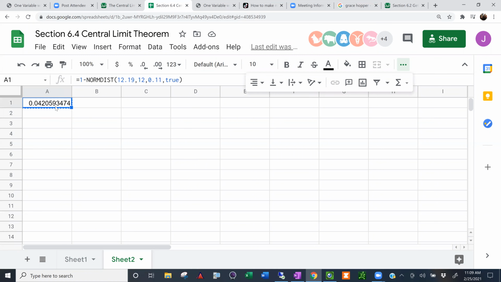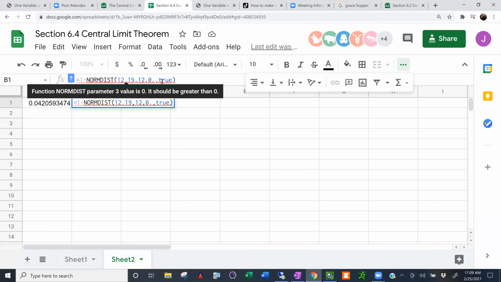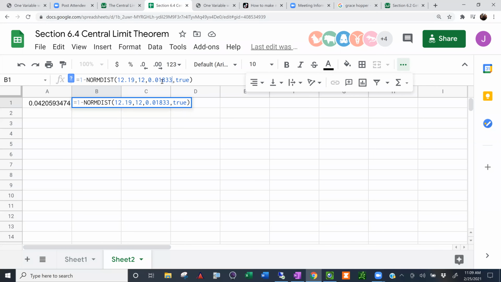So I'm just going to copy this and paste it over here and change just the one number that I need to change. I'll do 0.01833. And it's essentially 0. Wow. So basically there's no chance that you're going to get 36 of them that are overfilled by that much. It's just not going to happen.